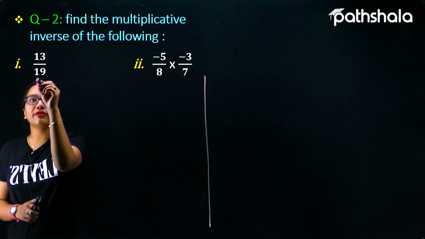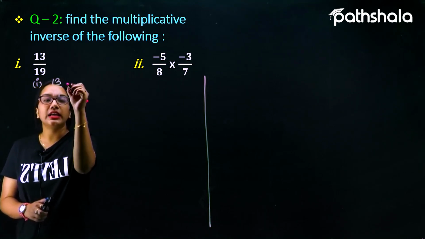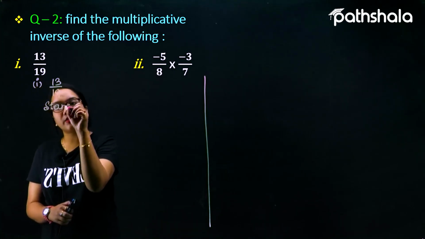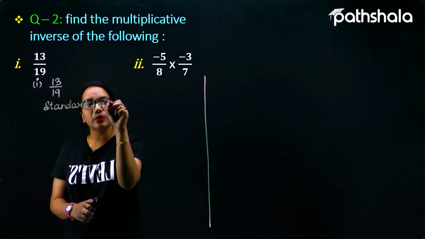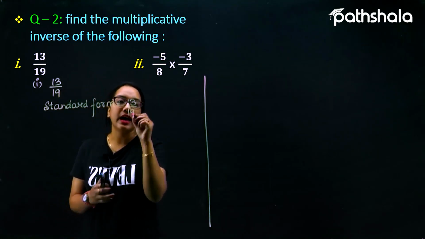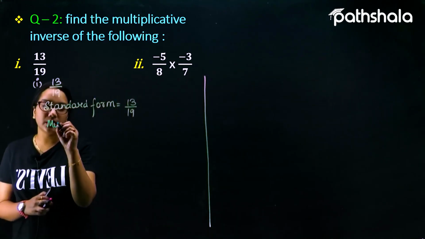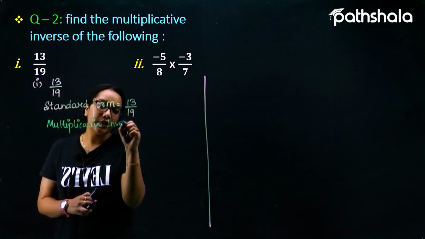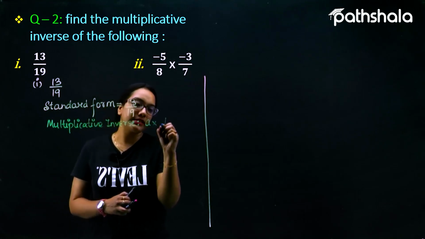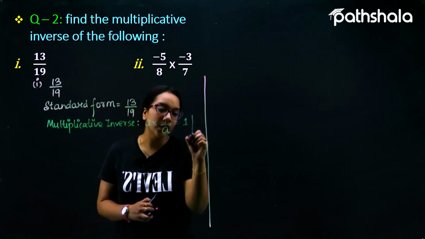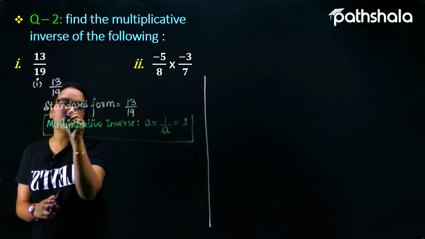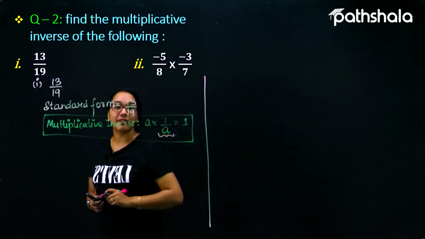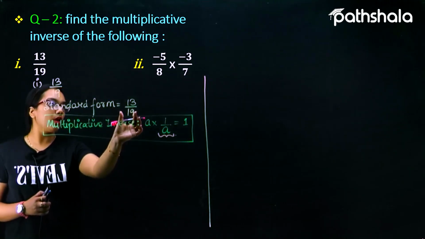First of all, for the first case, 13 by 19 is what is called the standard form, which is given to us. And we know that the multiplicative inverse means a number which, when multiplied with its reciprocal, gives the answer 1. So 1 by a is what is called the multiplicative inverse. It means we have to find out the reciprocal of this particular number.